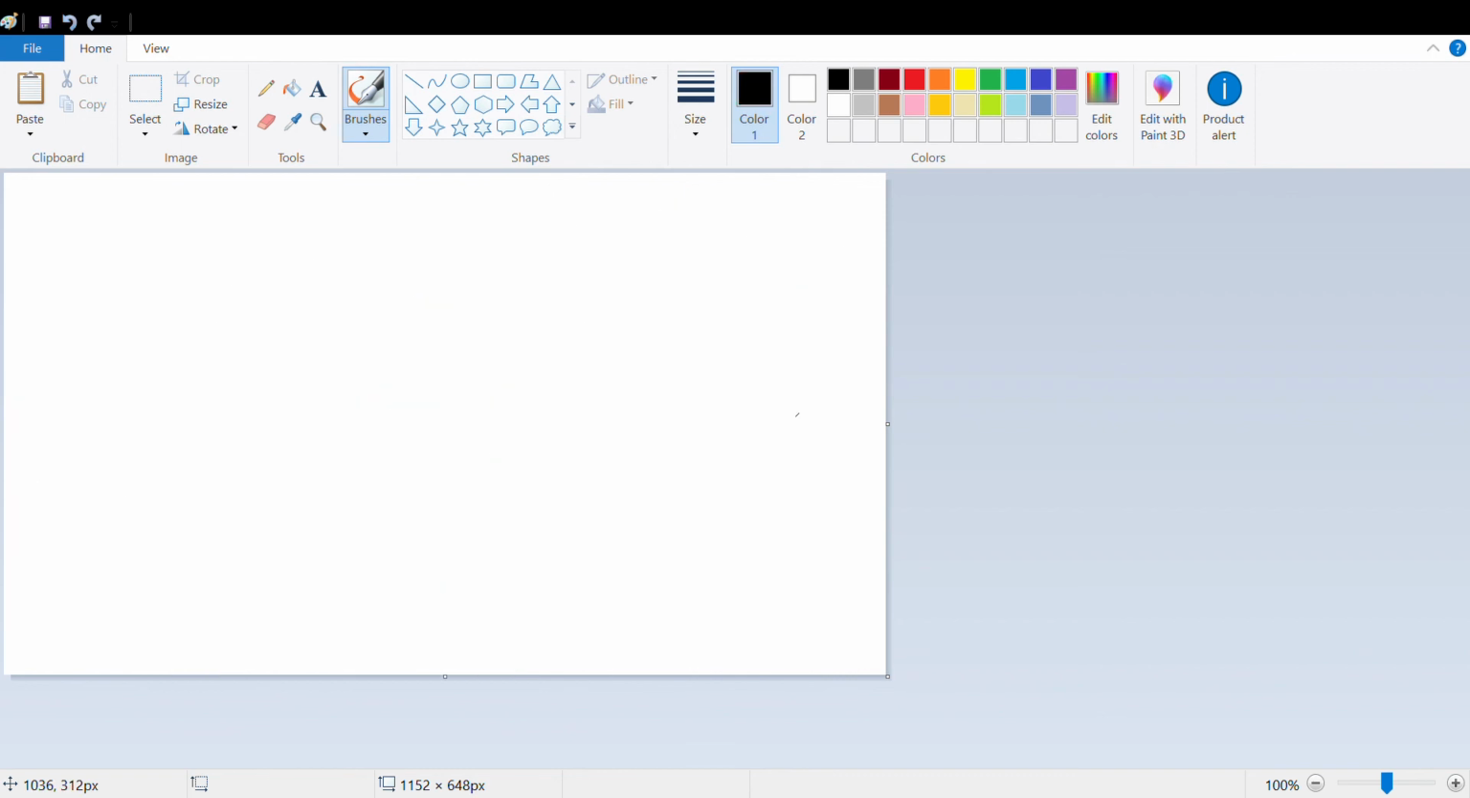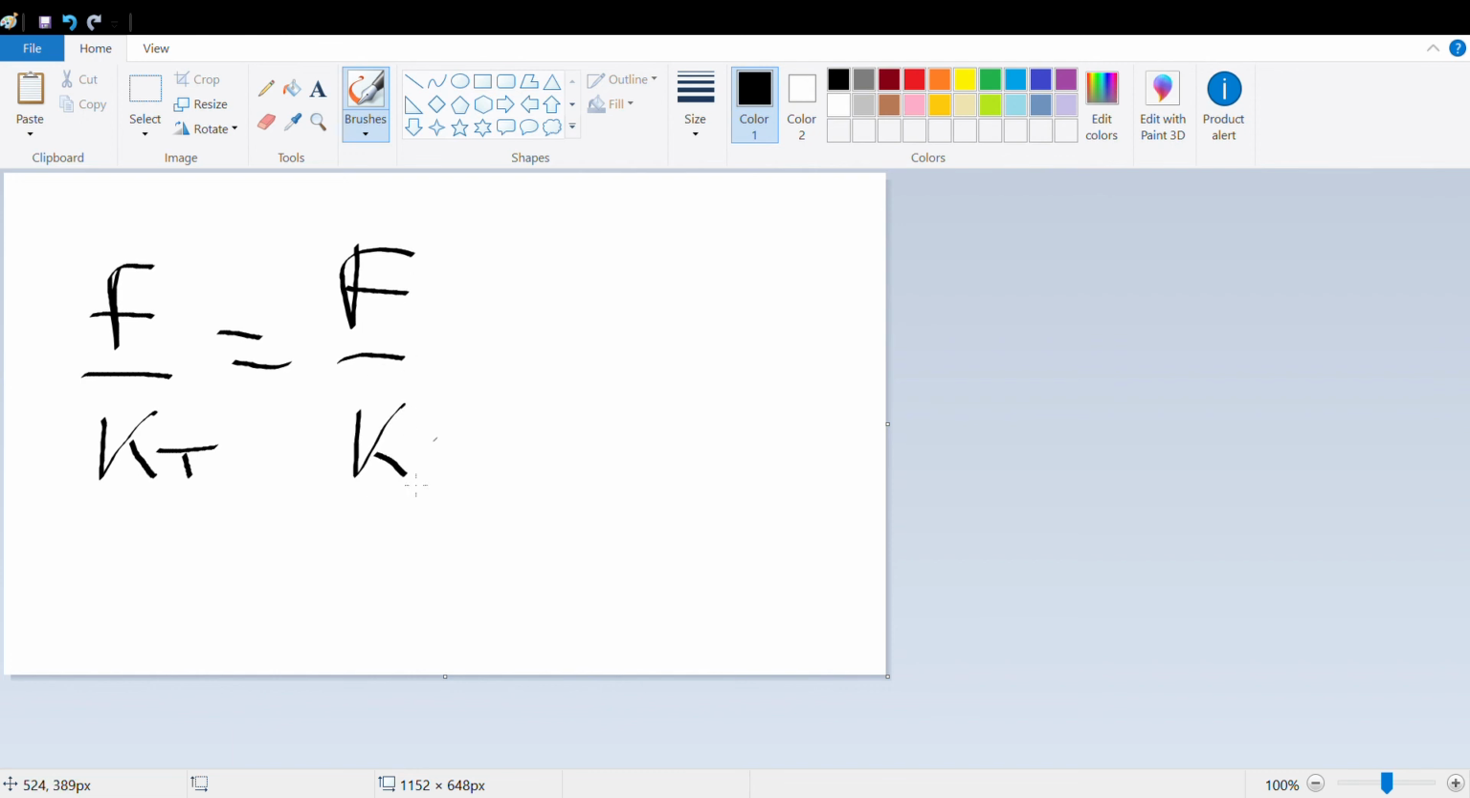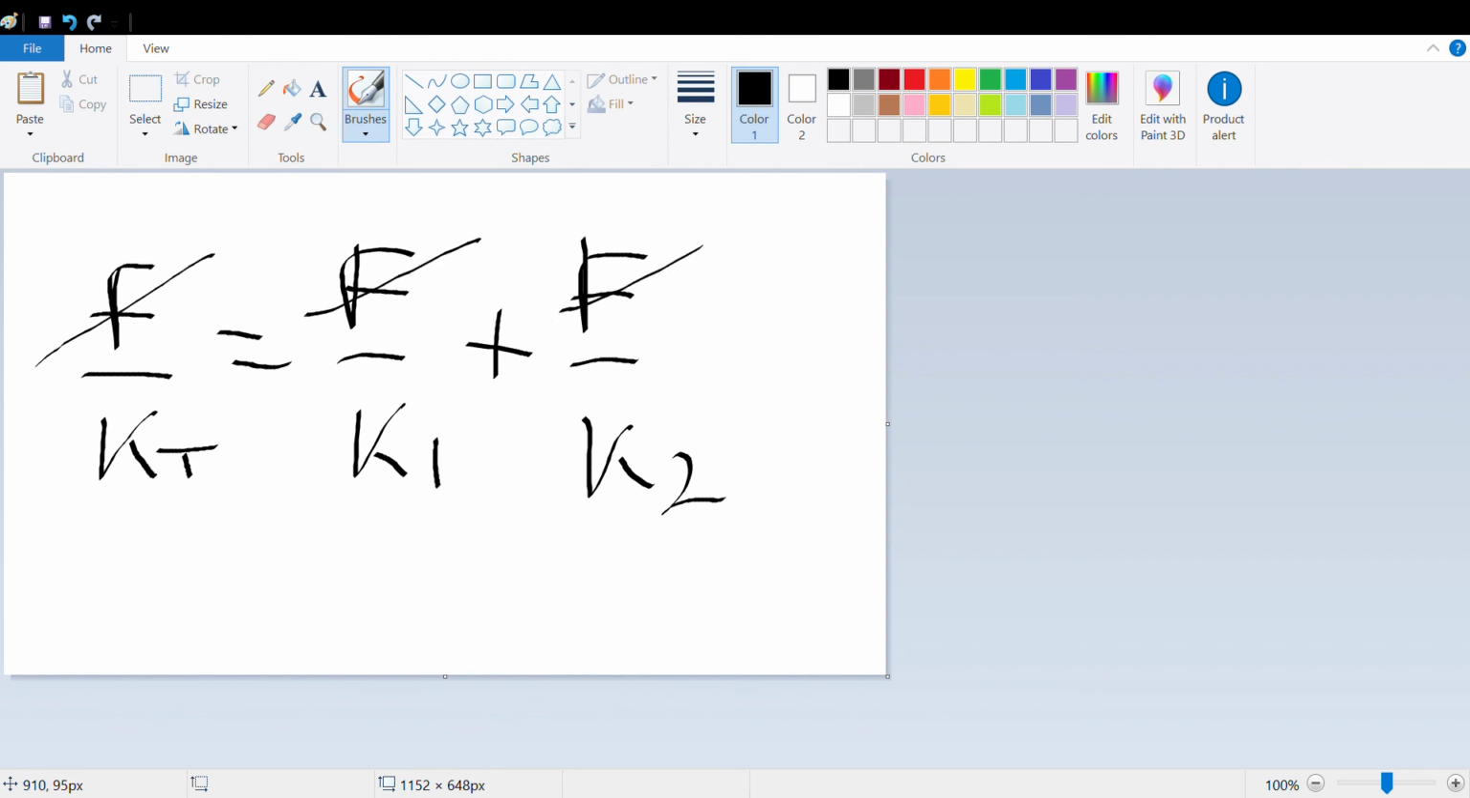In conclusion, I have my F divided by Kt equal to F/K1 plus F/K2. And this is due to the sum of the displacements. So if I simplify each F, I get the equation that all of you wrote, 1 over Kt is equal to 1 over K1 plus 1 over K2.